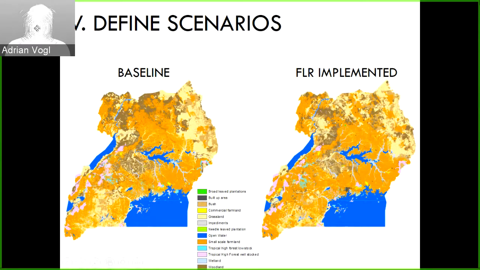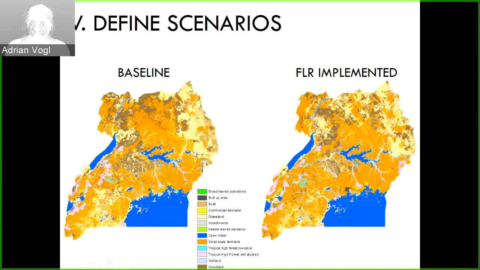So we often look at the baseline, which is the map on the left, which is a certain configuration of ecosystems and land management on the landscape, and then you might generate one or more scenarios of FLR implemented, so changing the areas where lands are degraded into forest, or changing coffee into shade coffee, for example.